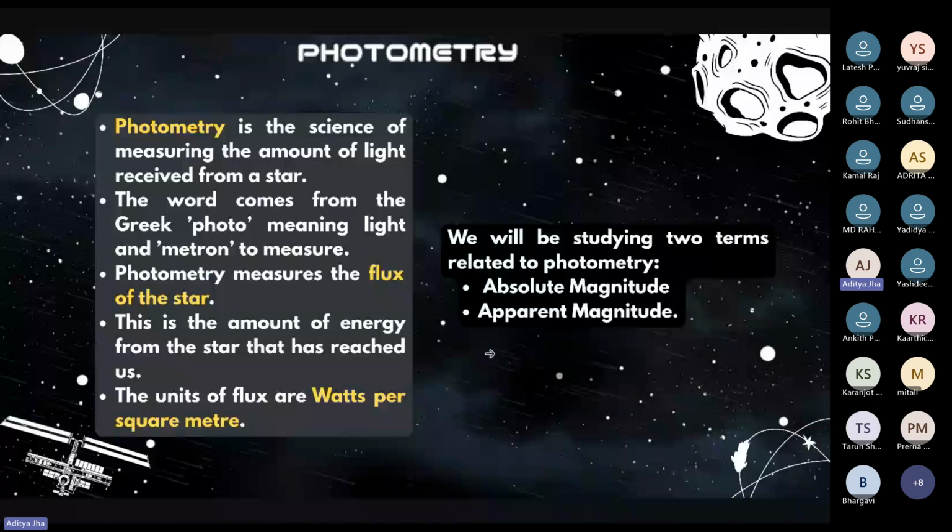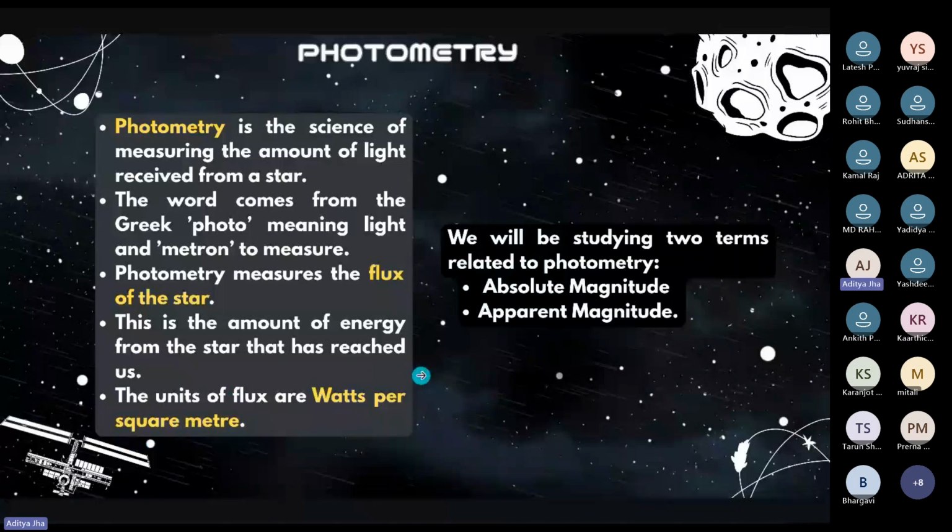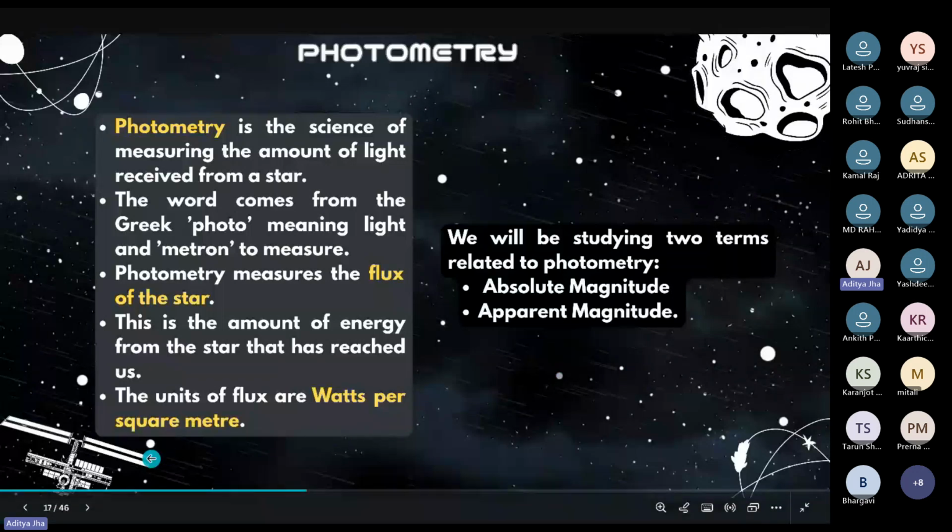So the main thing that photometry does is measure the flux of a star. And the flux is the total amount of light coming to us per unit area, right? The units of flux are given here. This is watts per square meter. So this is the amount of energy from the star that has reached us, and photometry is what tries to study it. And there are two terms related to photometry that you must all know, which are absolute magnitude and apparent magnitude. So let's tackle them one by one.